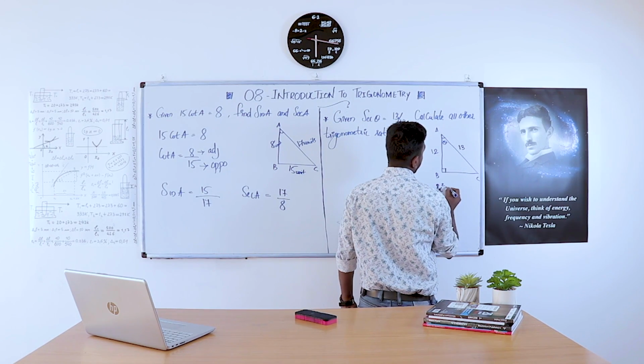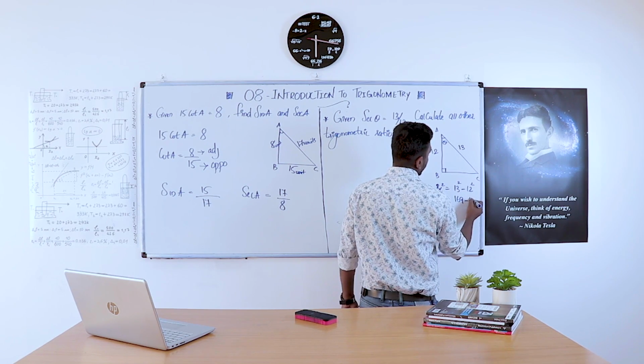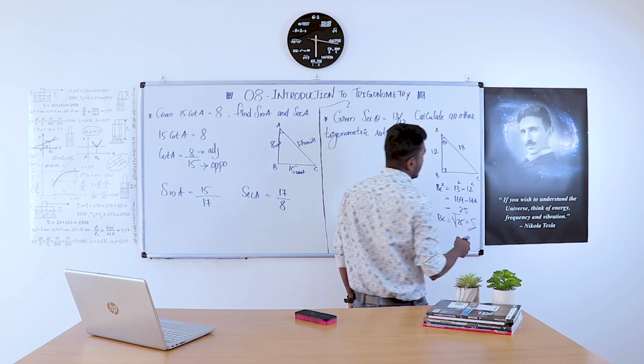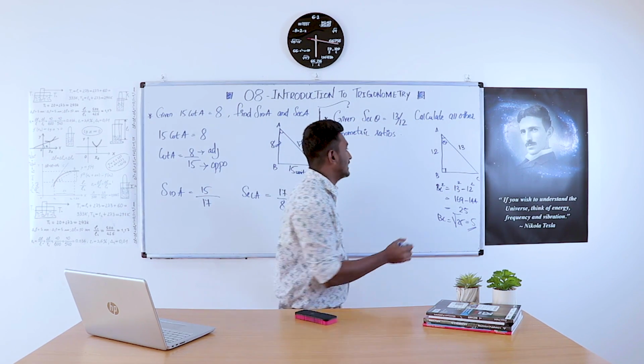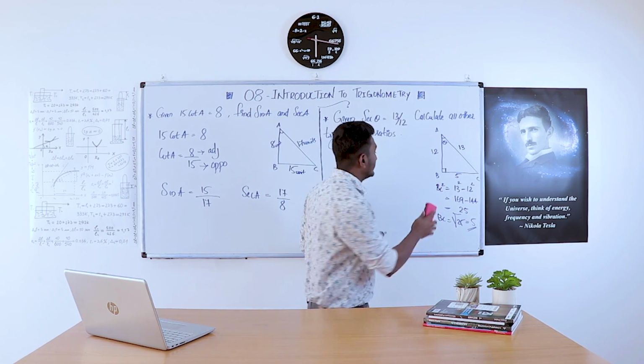BC square is equal to hypotenuse square minus altitude square. 13 square is 169 minus 12 square, 144. So 169 minus 144 is 25. So what is BC? BC is equal to root 25, plus or minus 5. Since it is a length, we are taking only the positive value. So base is 5.